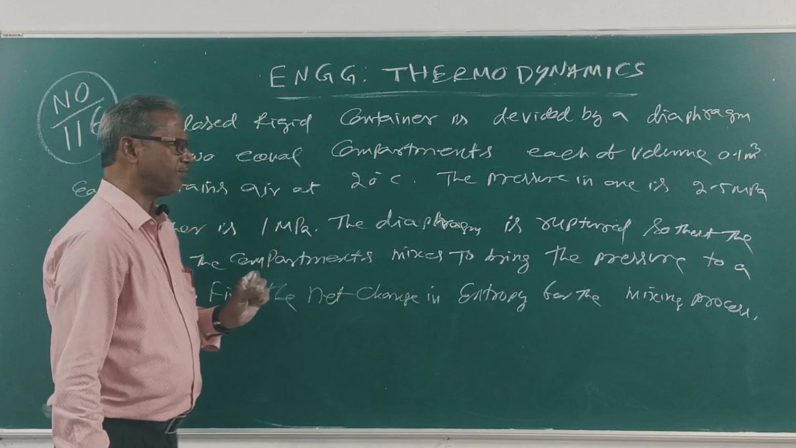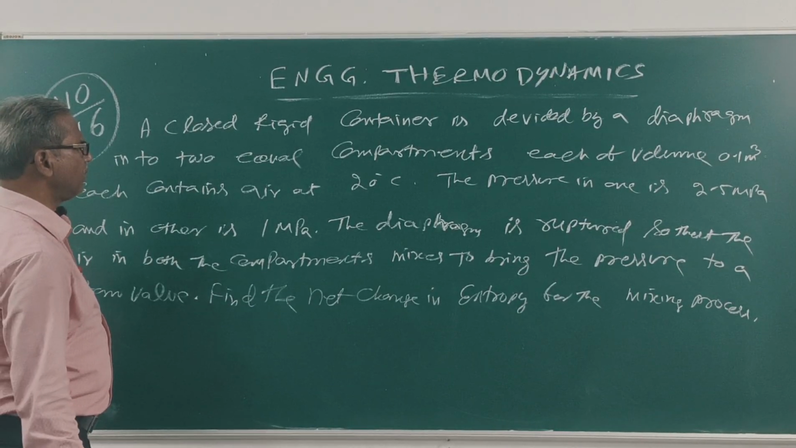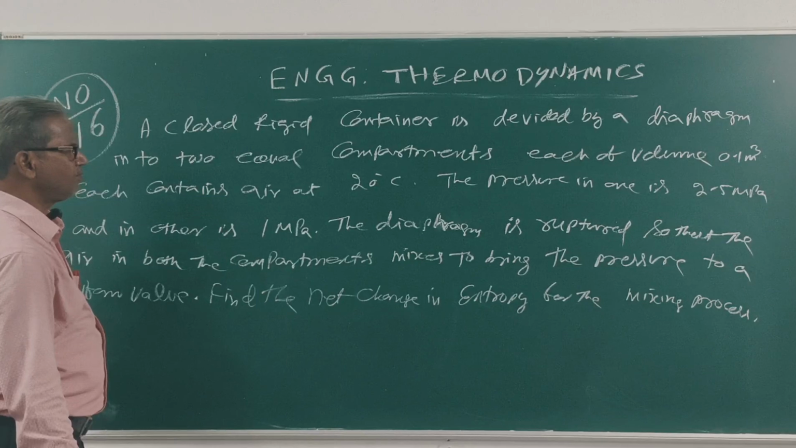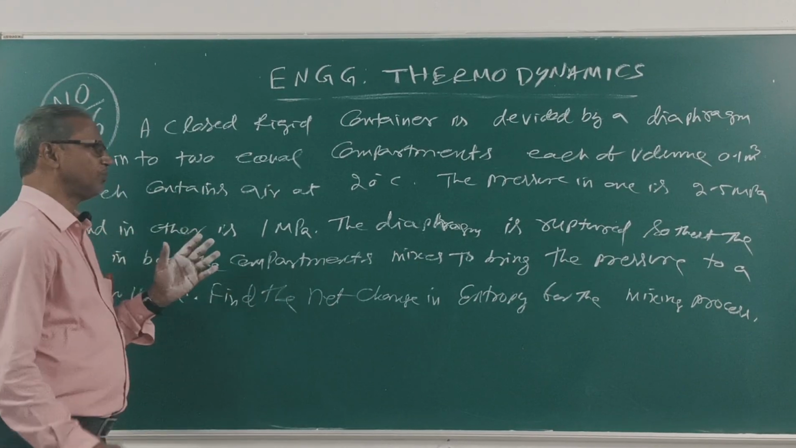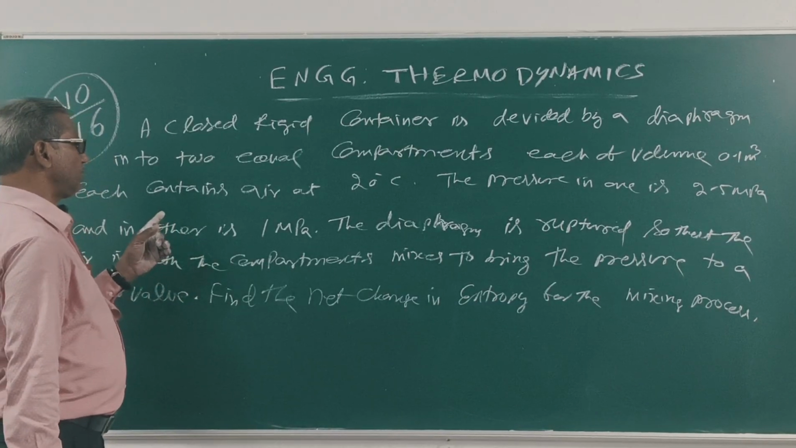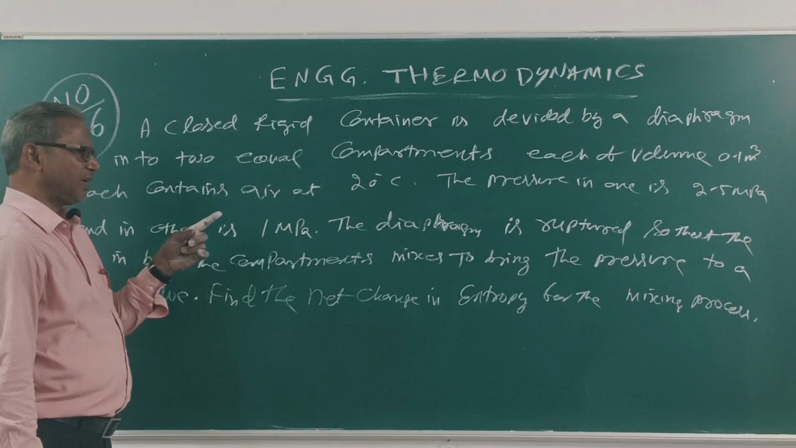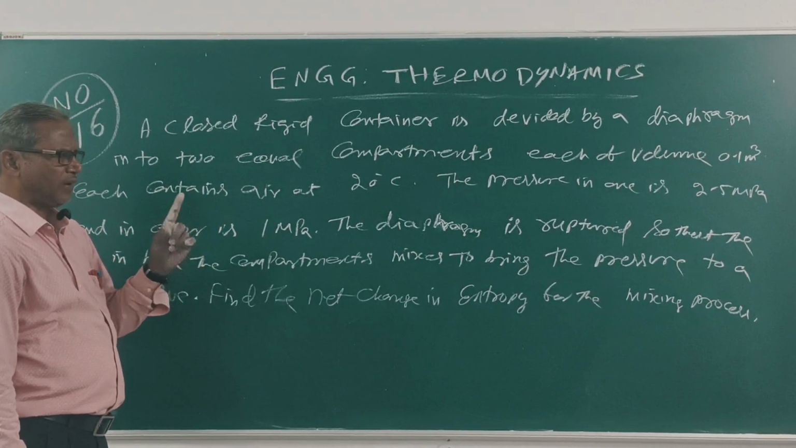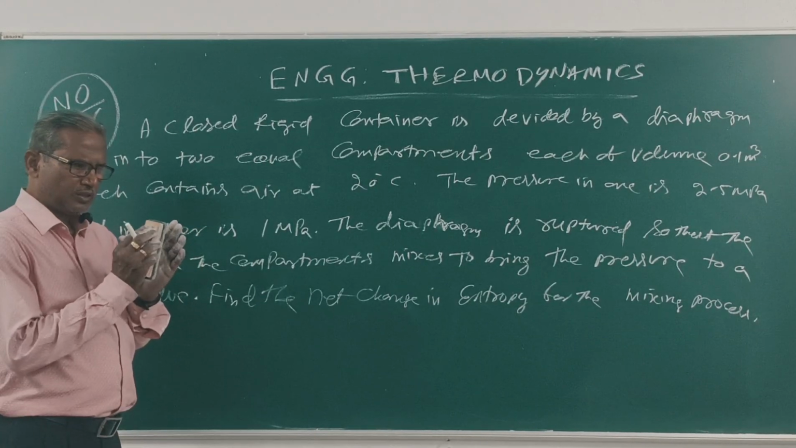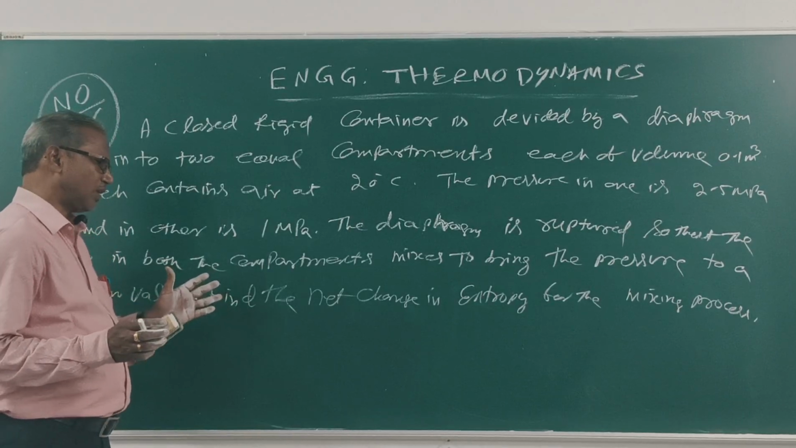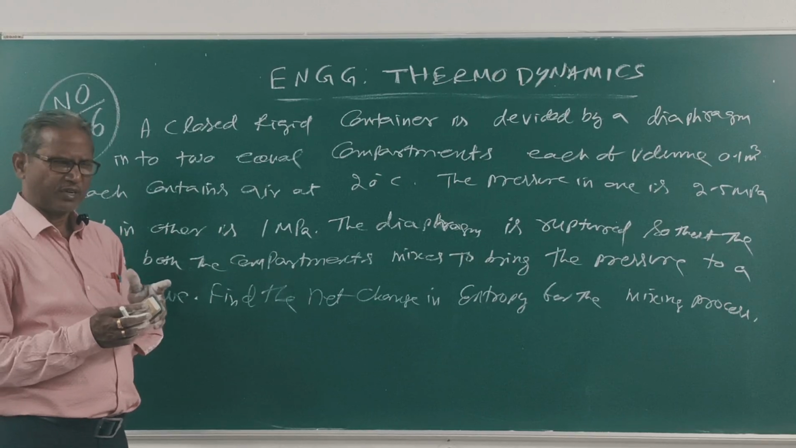This is question number 116. The question is: a closed rigid cylinder container is divided into two by a diaphragm, compartments 1 and 2, each having equal volume of 0.1 meter cube and containing air at 20 degrees centigrade. The pressure in one is 2.5 megapascal and the other is 1 megapascal. Now the diaphragm is ruptured so that both the compartments mix to bring the pressure to a uniform state.